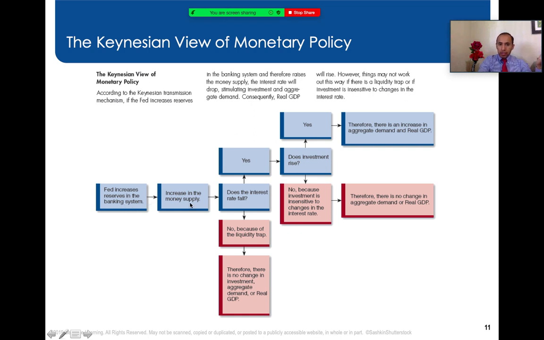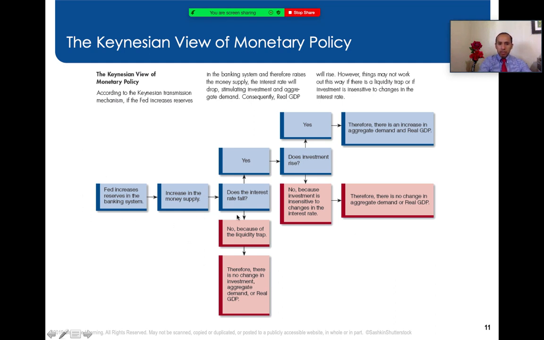If the increase in the money supply does not influence investment because of the liquidity trap, having too much funds with no change in the interest rates, there is no significant effect. There's no change in economic activity, and there's not going to be a change in investment, aggregate demand or economic activity at all. So it can go both ways.